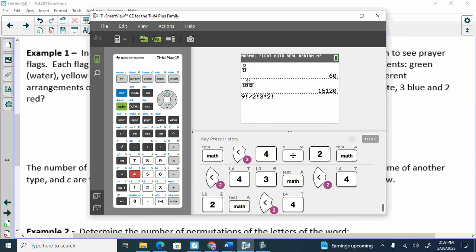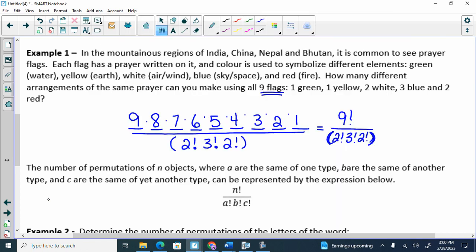What do you think it's going to do? It's going to go 9 divided by 2, take that answer times 3, take that answer times 2, because it does order of operations. Is that the right answer? No. So you need to make sure you put brackets around that denominator if you have the fancy ones. Or just use your fraction button and brackets aren't needed, right? So it's 15,120.